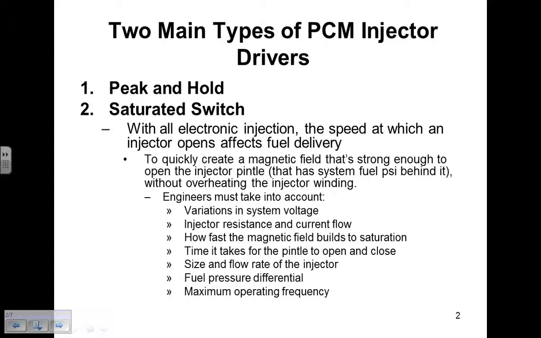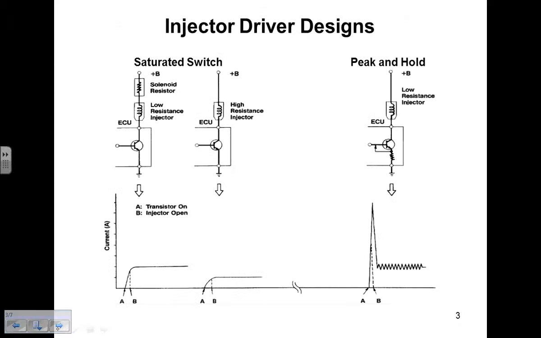So there's always some type of ignition sense circuit on a computer, and that's one of the things it's used for. Variations in system voltage, the injector resistance and current flow, how fast the magnetic field builds, these are all just things that need to be accounted for with the fuel injector itself. Size and flow rate, that's a big one right here. Yeah, you definitely don't want to just put any injector in the car. It needs to be sized for that car.